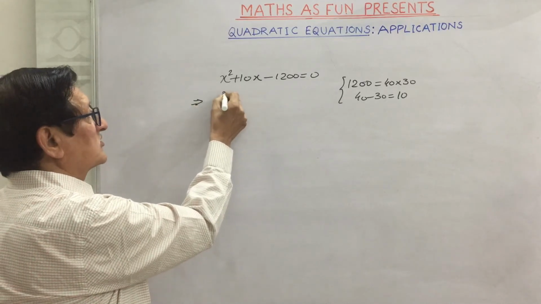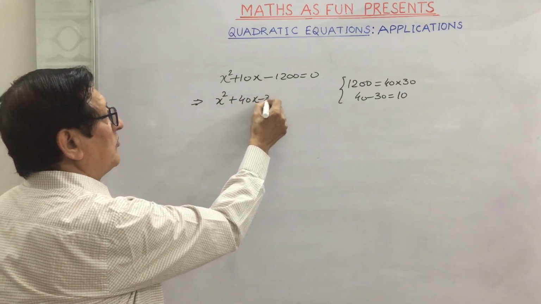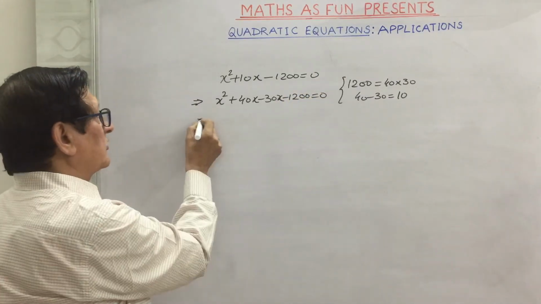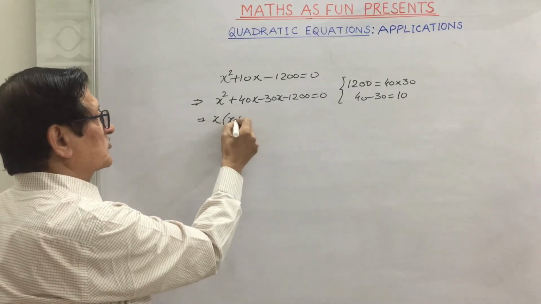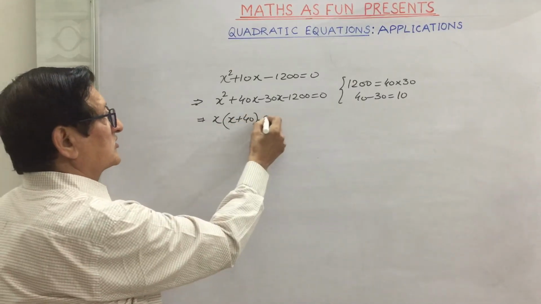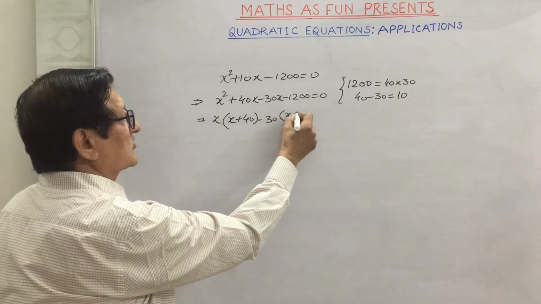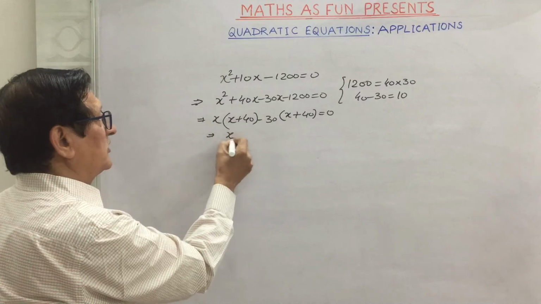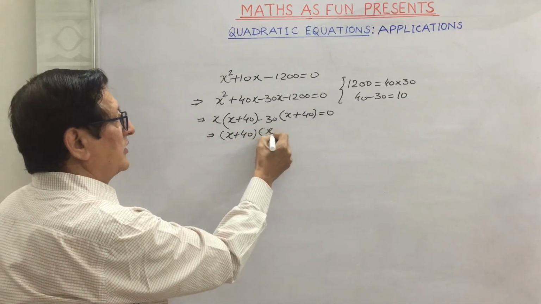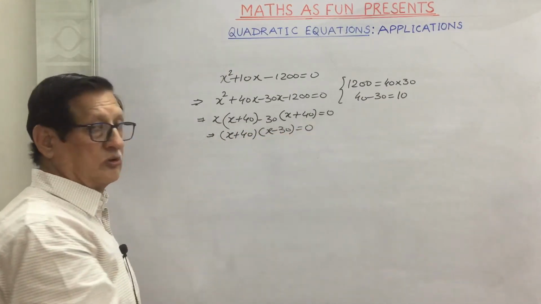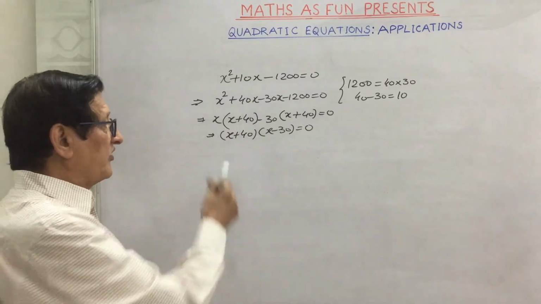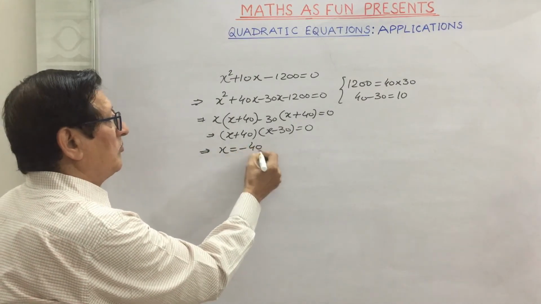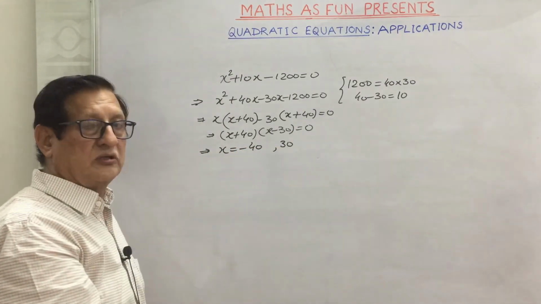We can write x square plus 40x minus 30x minus 1200 equal to 0. We take common x, this is x plus 40, minus 30 common in this, and we get x plus 40 equal to 0. Now x plus 40 is common, x plus 40 into x minus 30 equal to 0. These are the two factors. When we simplify and get the values of x, we are getting x is equal to minus 40 and 30.